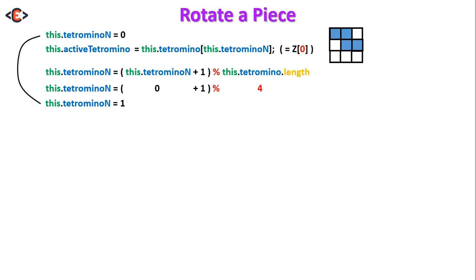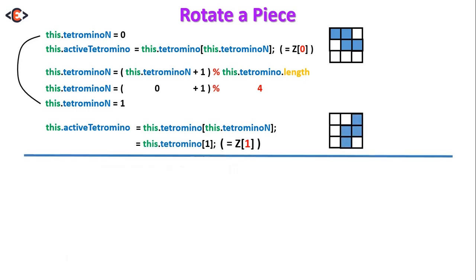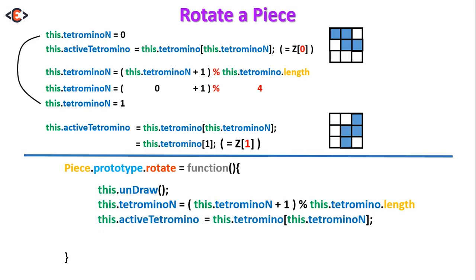Now then we have to update the active Tetromino by using the same code as above. This is like saying Z with index 1, and we successfully rotated our piece. Now let's type the code for the rotate function. We'll say piece.prototype.rotate equals function. We need first to undraw the piece. Then after that we have to increment the Tetromino number by 1. Then we update the active Tetromino, and then we draw the new pattern.